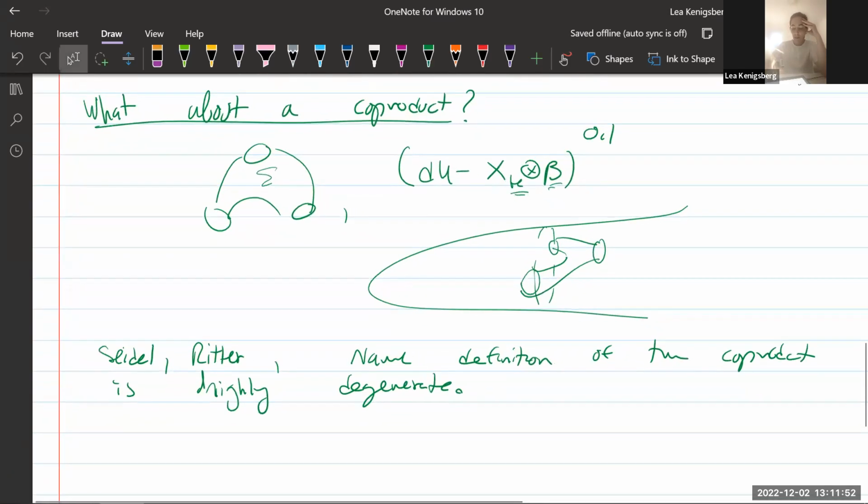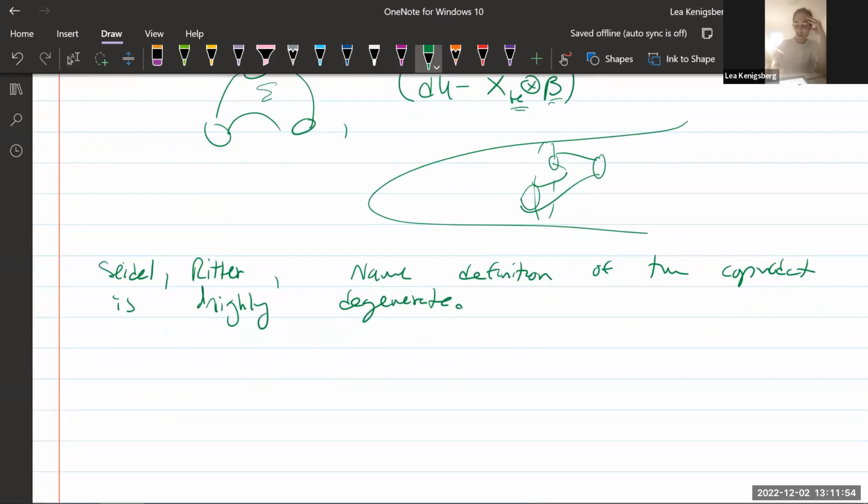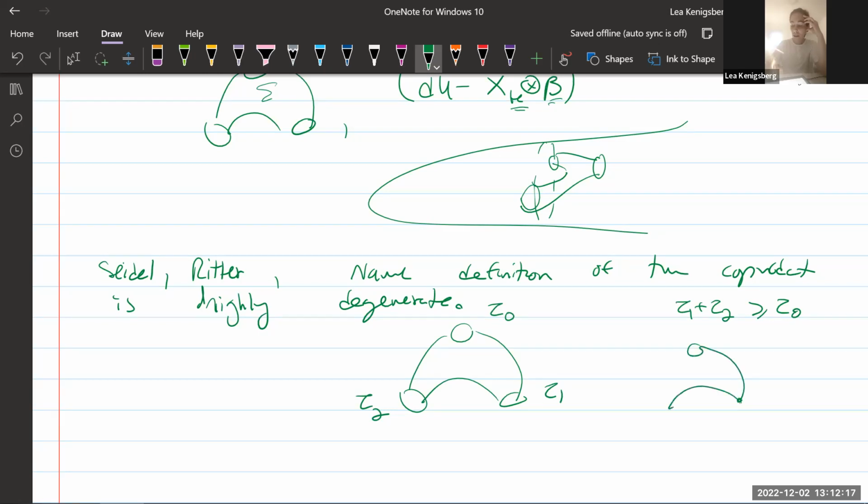And the point is that when you try to define this, these conditions imply that if you have some tau 0 here, tau 1 and tau 2, then these conditions impose that tau 1 plus tau 2 is greater or equal to tau 0. But one choice that you can have is tau 2 to be very small, or tau 1 can be very small.